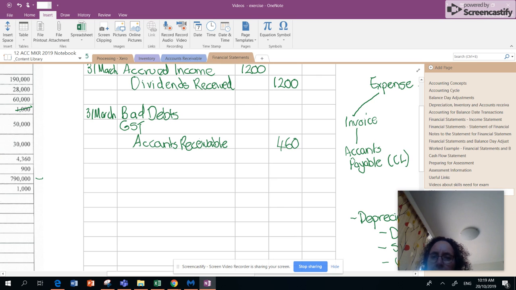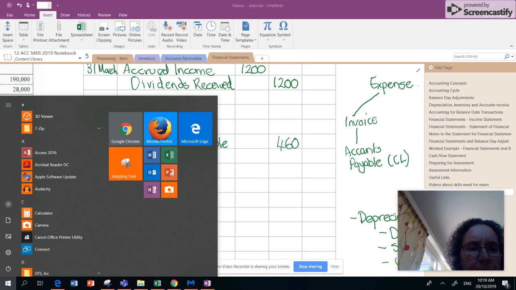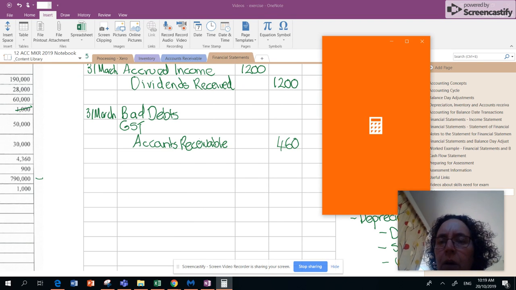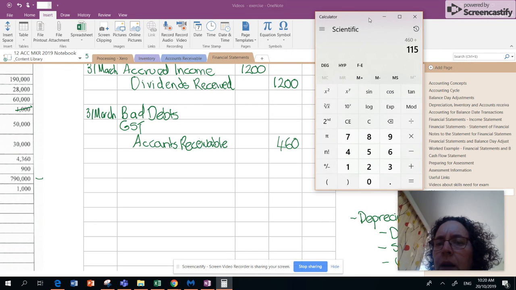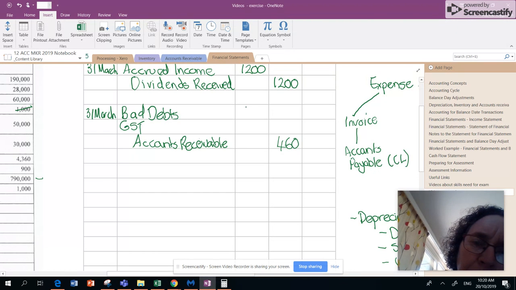Okay, and our bad debts is the GST exclusive amount, so we're going to get our calculator. And we're going to do 460 divided by 1.15. Oops, I didn't get my point in. I just need to shift my calculator. It's hidden behind my picture a little bit. Okay, so we need to go backwards. 1.15. Okay, so that's 400. And GST is going to be 60.